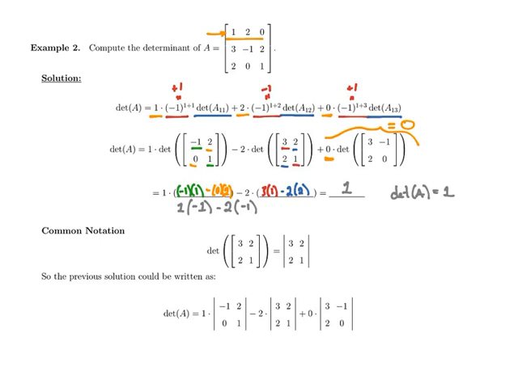So the previous solution could be written down in a nicer fashion. 1 times the determinant of the 2 by 2 matrix minus 2 times the determinant of the 2 by 2 matrix plus 0 times the determinant of the 2 by 2 matrix. And then having to take the determinant as we did before. And let's look at another example here.